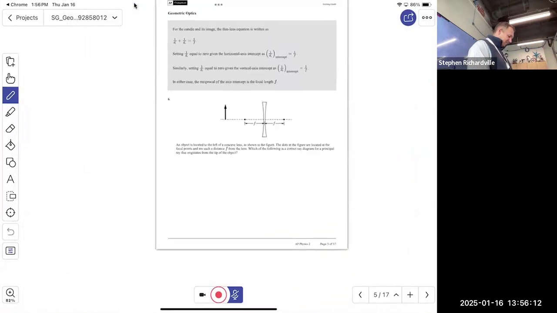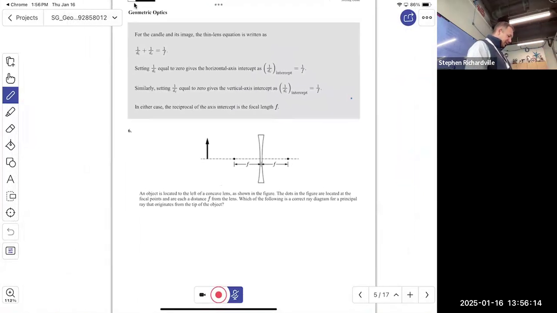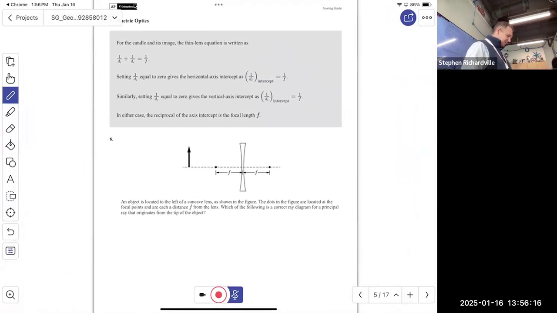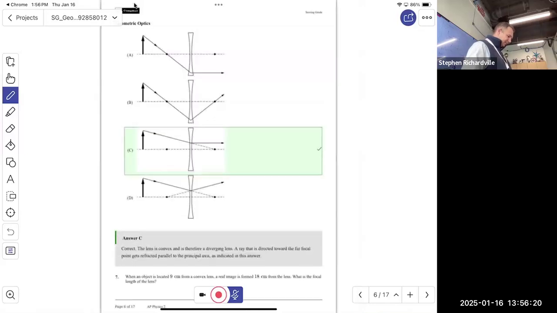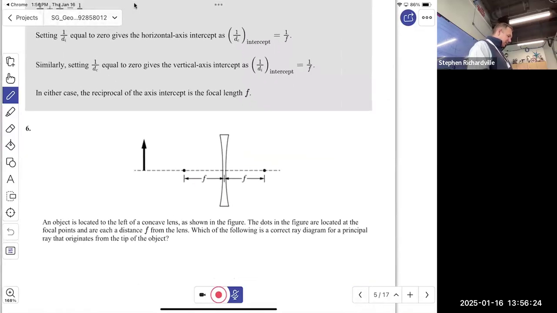Okay, this guy. I don't see the answer. Oh, that's not the same one. I think the next page will have it. Yeah. Okay, so here we go.